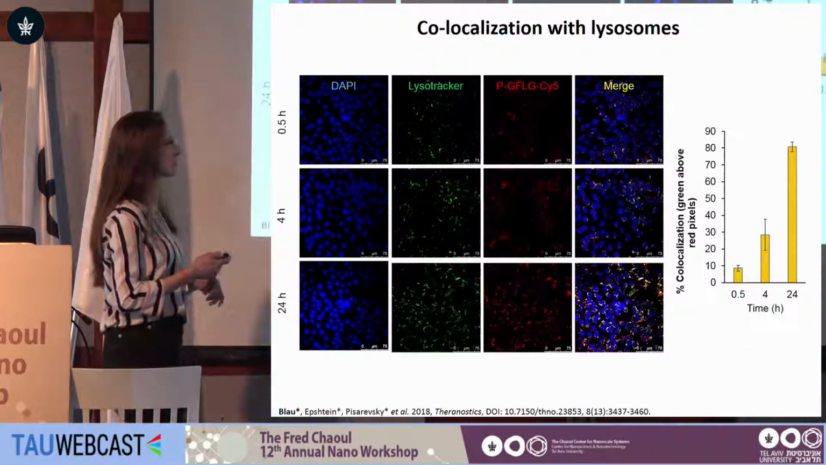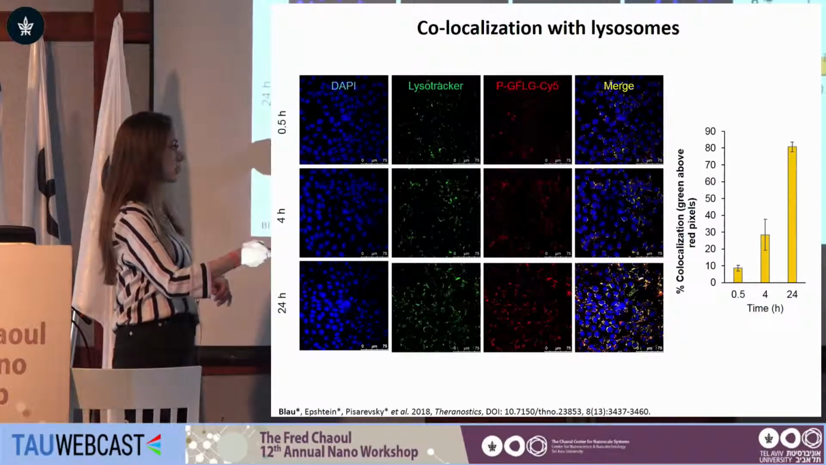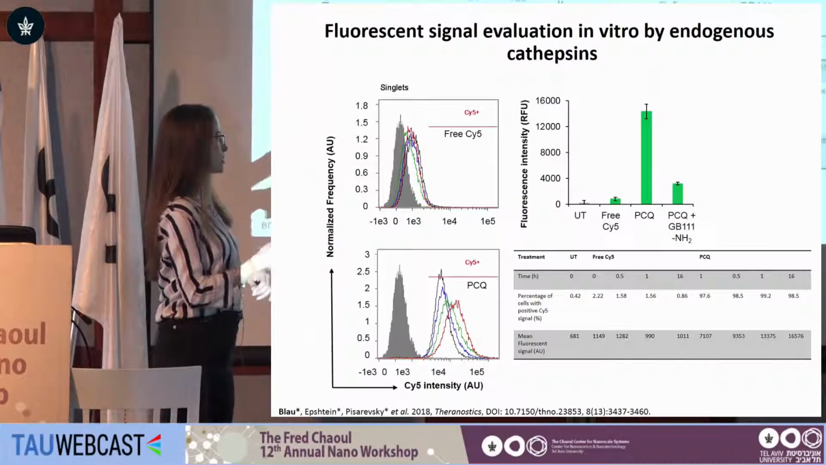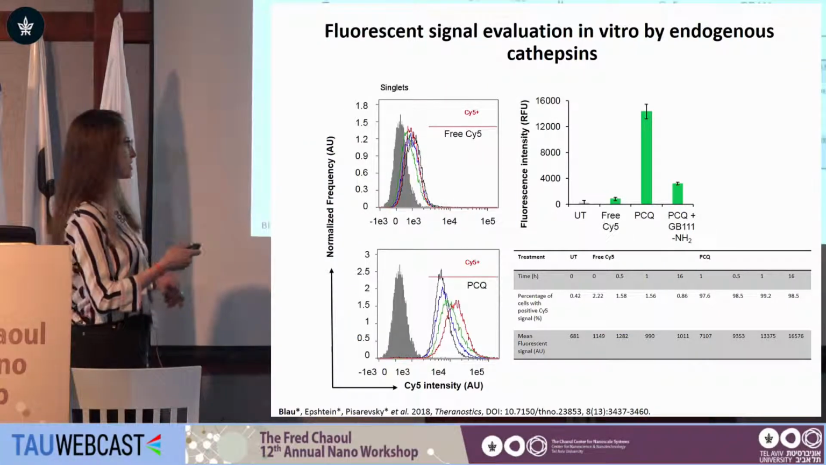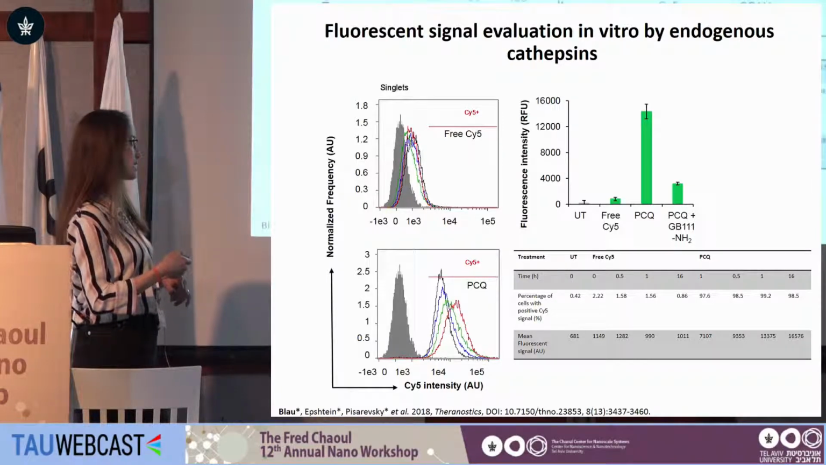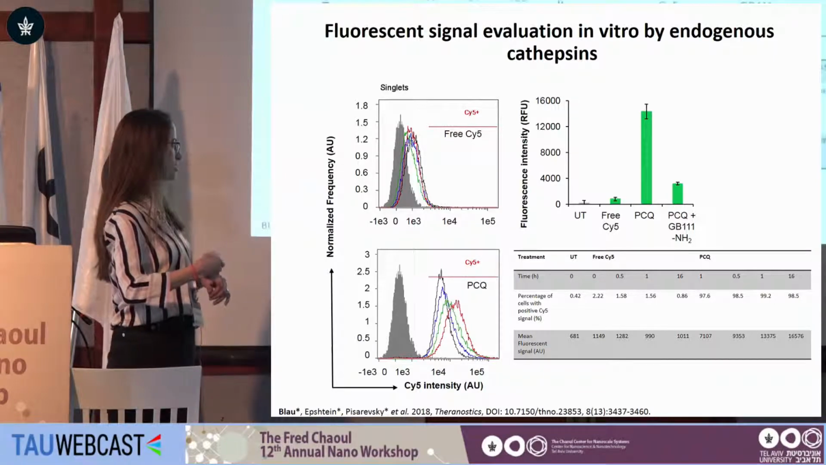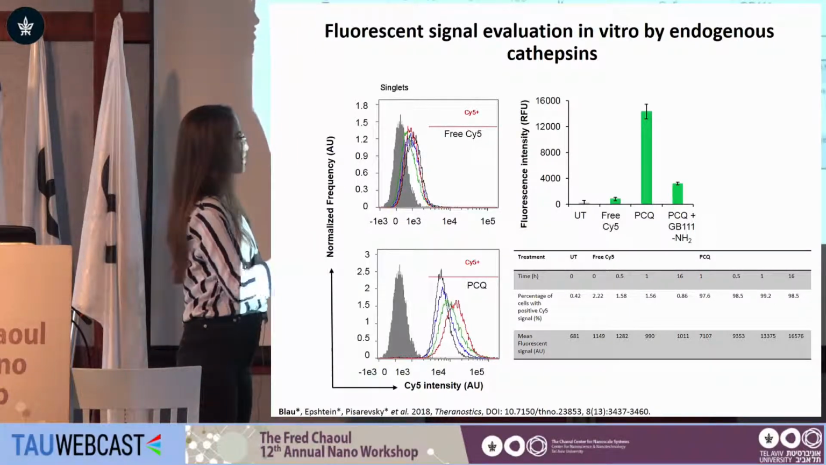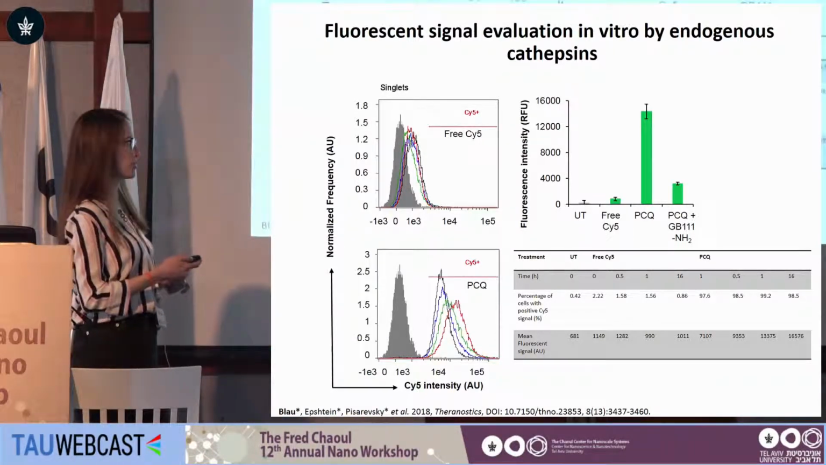And later on, we showed it with higher spatial resolution by using confocal imaging, and showed the turn-on ability by endogenous cathepsins inside the living cells by the elevation of fluorescent signal indicated by the histogram that shifted to the right, in comparison with the free dye or addition of cysteine cathepsins inhibitor.